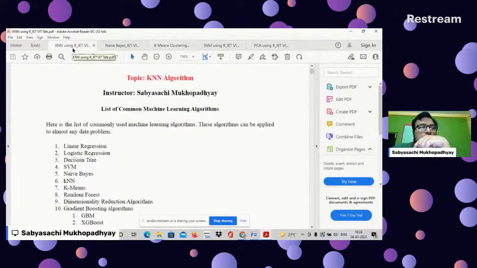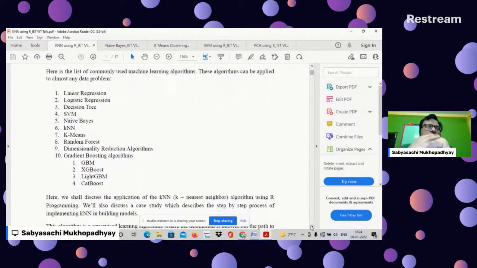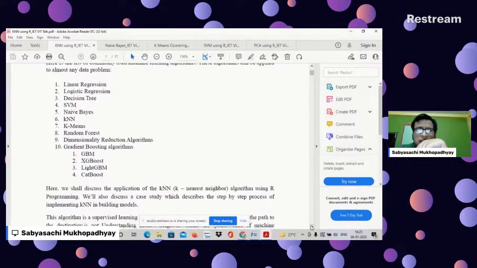So first we will talk about the KNN algorithm. There is a list of very commonly used machine learning algorithms. You can either do regression or classification, both ways you can explore machine learning algorithms. A few popular methodologies are linear regression, logistic regression, decision tree, SVM, naive Bayes, KNN, k-means, random forest, and so on.